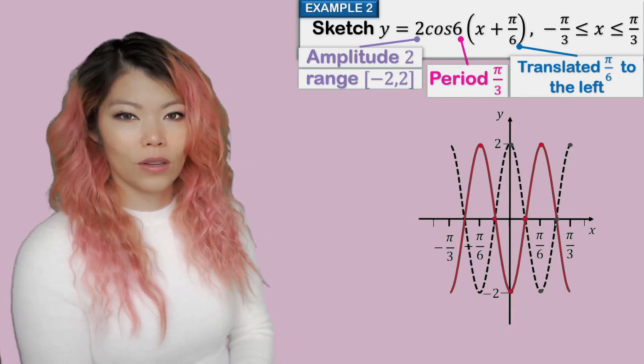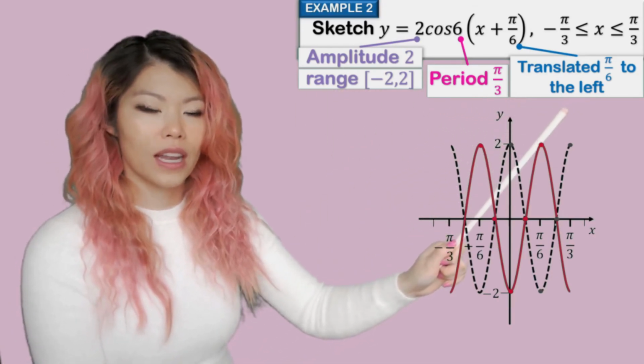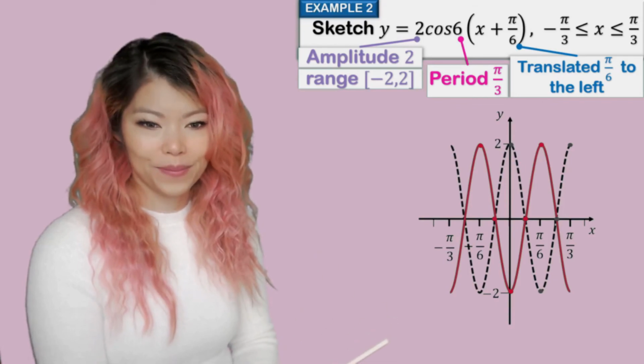Practice again. So the steps were, have a look at the values and then sketch without the translation and then translate after.